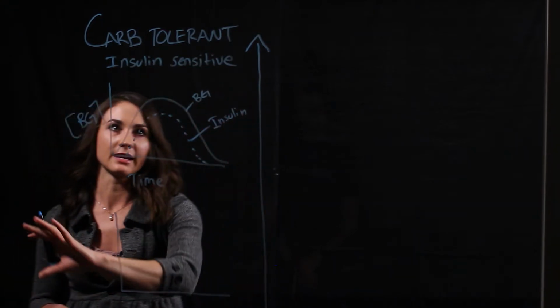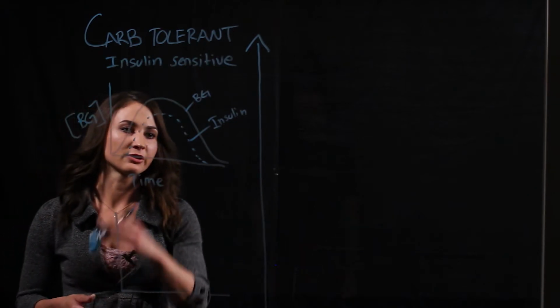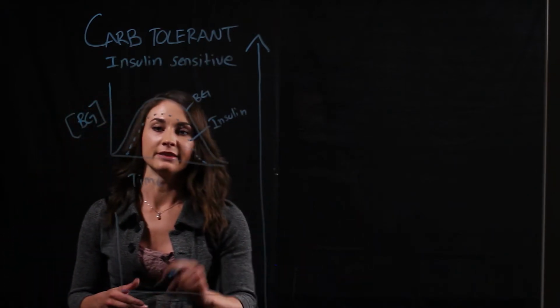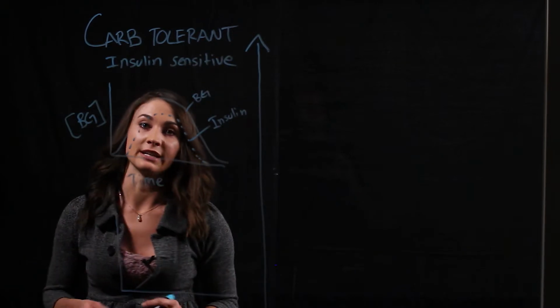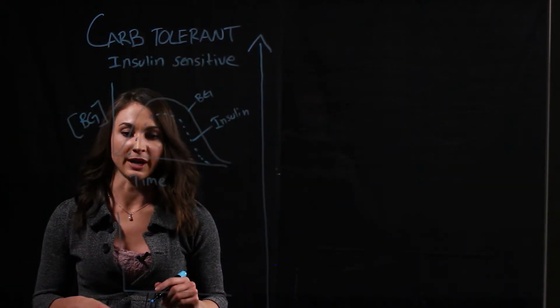Okay, so that is a good carb tolerance. We didn't require that much insulin, blood glucose got down in a good amount of time, and therefore fat burning wasn't inhibited for that much time either, because this was just a short spike.